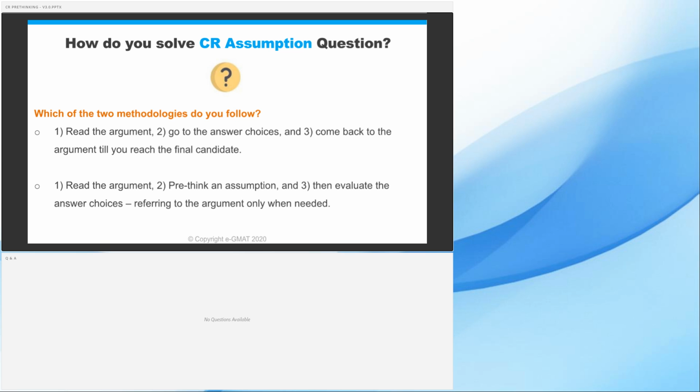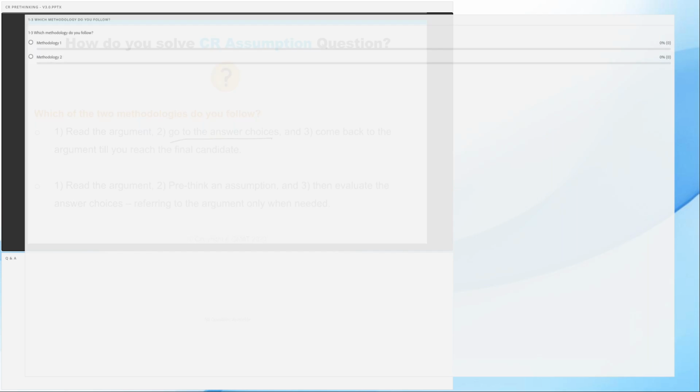Okay, so which methodology do you follow while solving CR questions today? Methodology 1 is you read the argument, you go to the answer choices, and you come back to the argument, doing that back and forth till you reach the final candidate. Methodology 2 is you read the argument, you pre-think an assumption, and then evaluate the answer choices. I have a poll question. I want you to tell me which methodology you follow today.